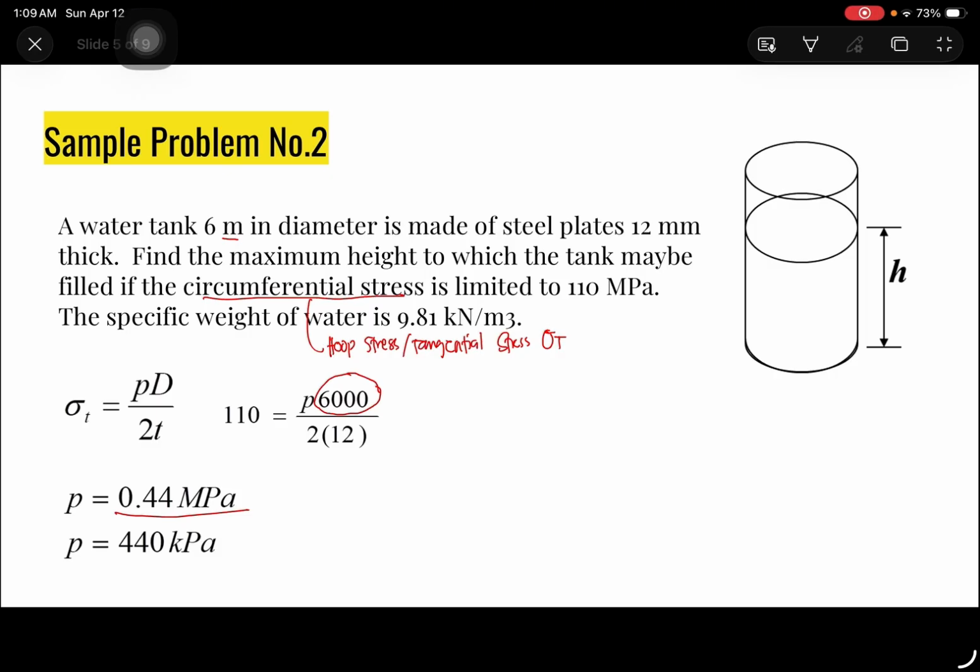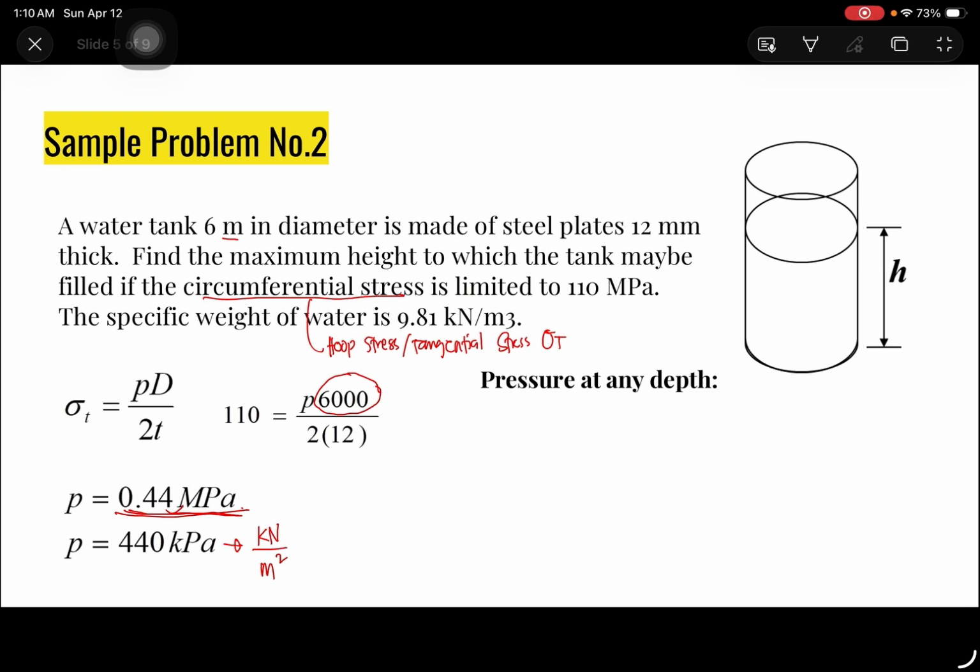mm. Then, yung thickness natin is 12 mm. So, yung nakuha nating pressure is naka-MPa. Pero since maliit siya, i-convert natin siya sa kilopascal. Kaya magmumultiply ka ng 1,000 para yung magiging unit nito naka-kilonewton per meter squared. So, 440 kPa yung nakuhang internal pressure.